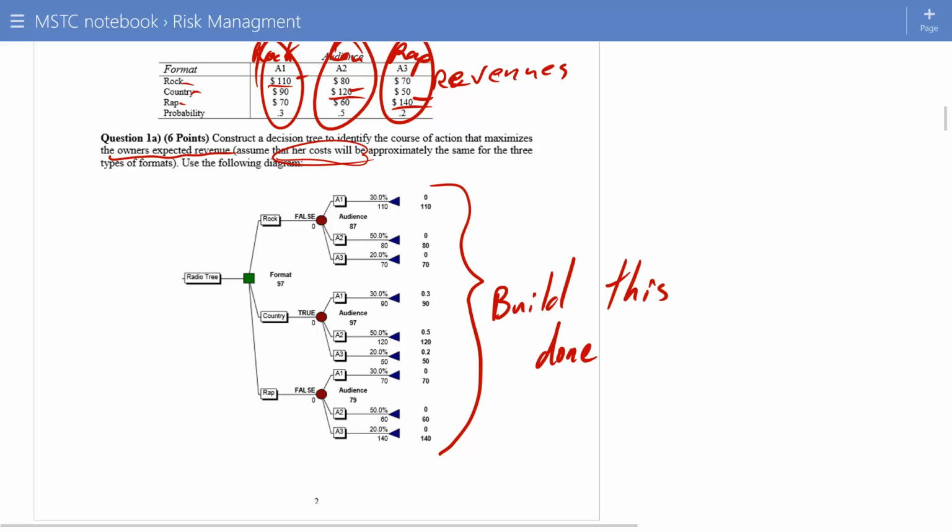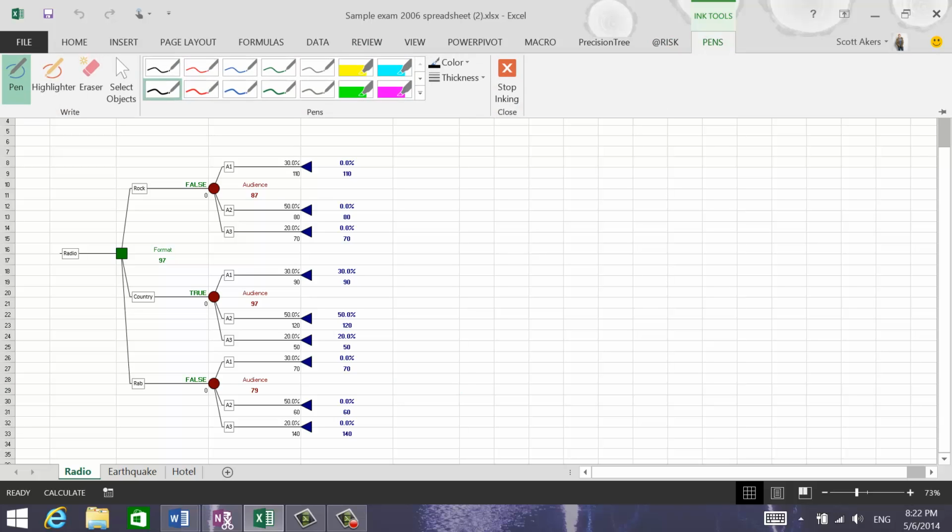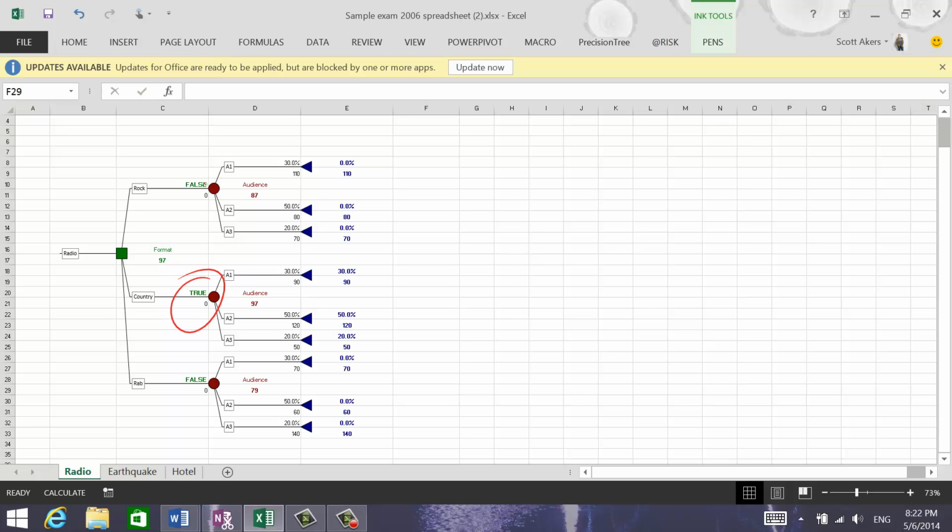First thing that he wants you to do is build a decision tree, which he's provided to you, and that decision tree is right here. And so we have to go through and fill out the variables at different spots. We've got to fill this one, and this one for our first step in the process.